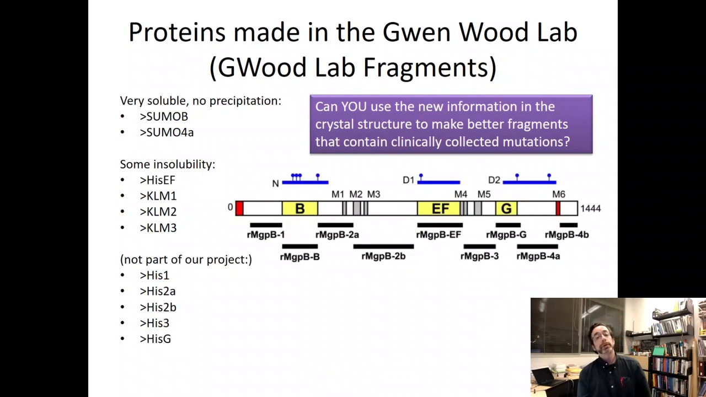So the Wood Lab has made a lot of different protein fragments, and they've had success. They put different protein tags on them. You have to put a tag on it to be able to purify it with a simple affinity column. And so we either have histidine tags or we have sumo tags. You'll be able to look at that when you get into lab. And we found that the sumo tags help it to stay soluble.